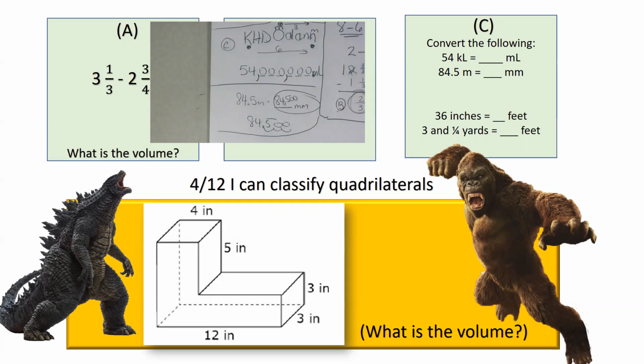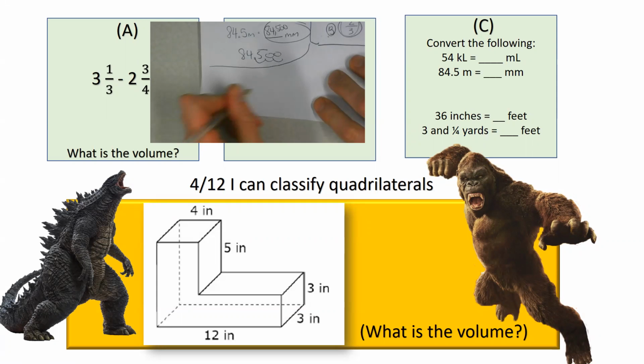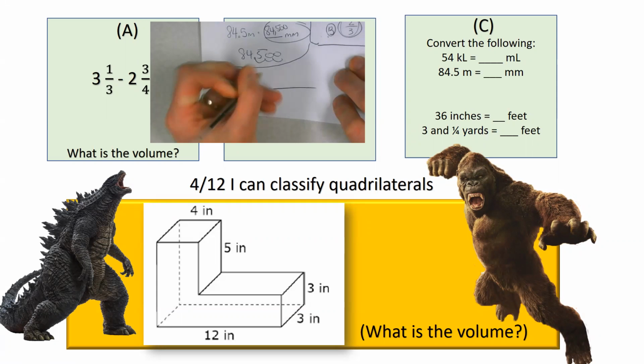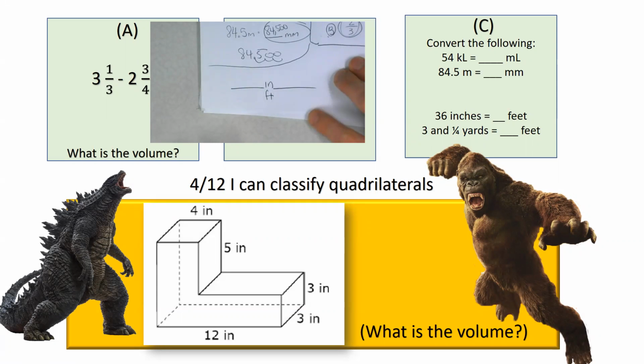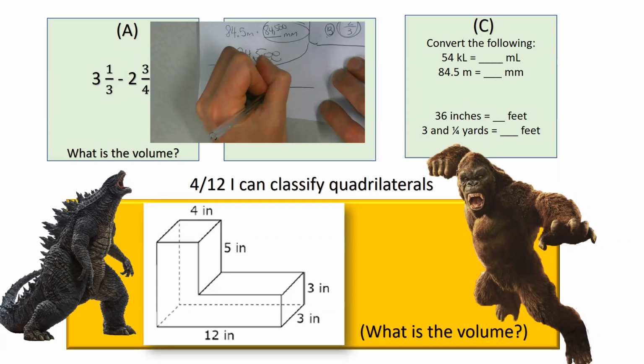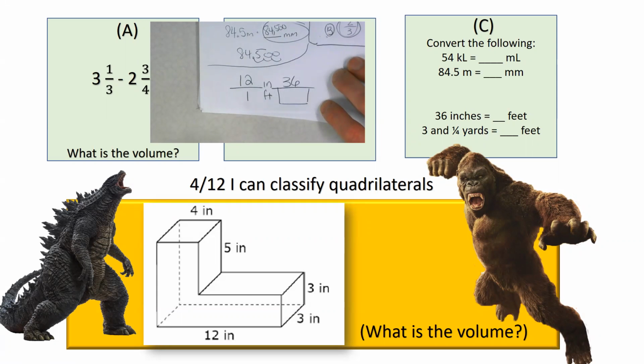Now we have 2 more conversions, everybody's favorite. We are going to go from inches to feet. What's the relationship of inches to feet? Well, we know that 12 inches are in 1 foot. And right now we have 36 inches, so we have to figure out how many feet that is.